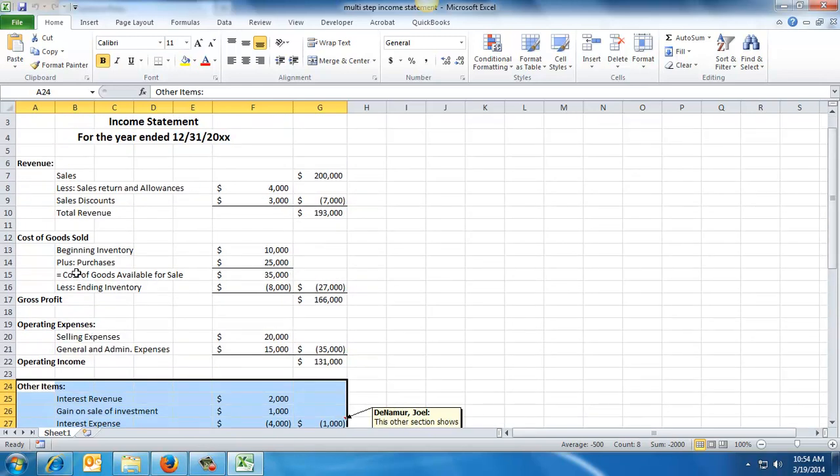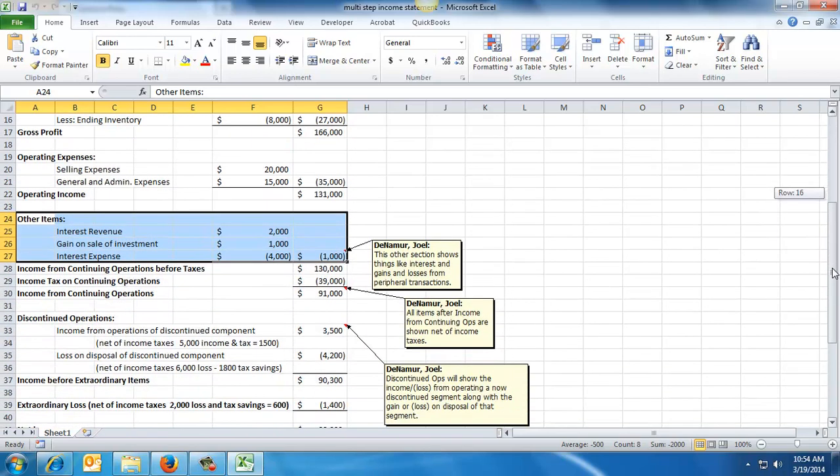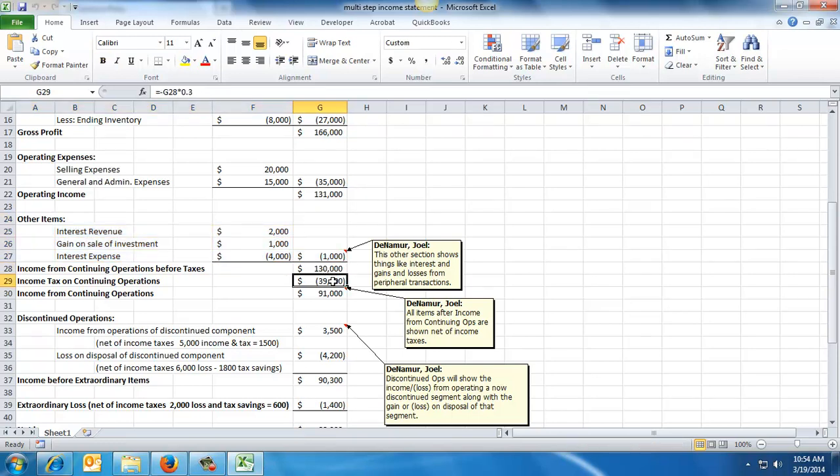This top section is really what I would say is probably the most important section of our whole income statement, because this is what we're in the business of doing. So this ultimately gives us our income from continuing operations of $130,000. We then calculate the tax on this. So our income from continuing operations is $91,000. Every single item that's going to show after this, now because we showed our taxes here, has to be shown net of any income taxes.